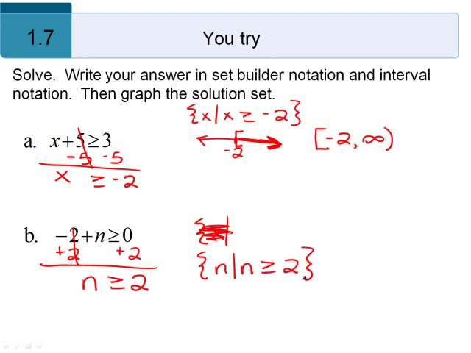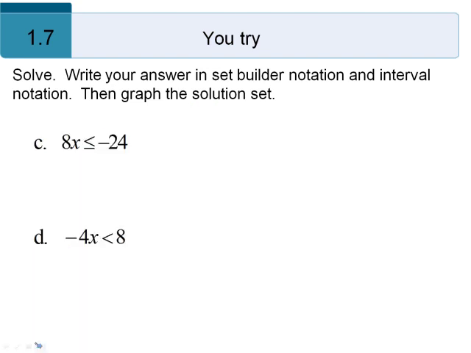Isn't that crazy? Okay. And on our number line, here is 2. Greater than or equal to is going to be to the right with a bracket. And then that's the graph. And then the interval starts at 2 with a bracket and going out to the right forever is always positive infinity. All right, let's see what's next.